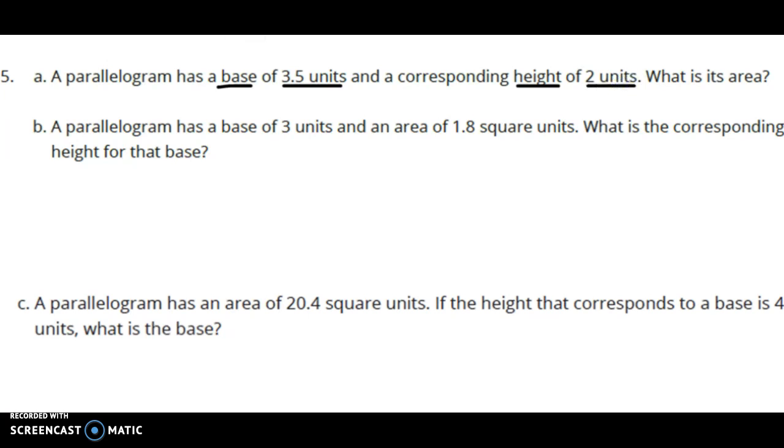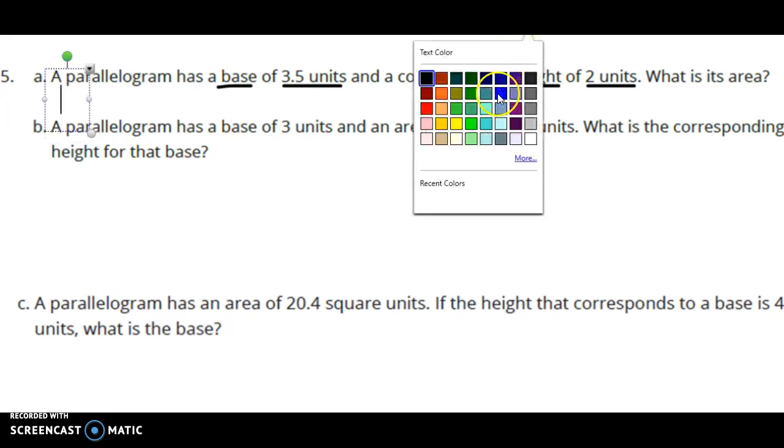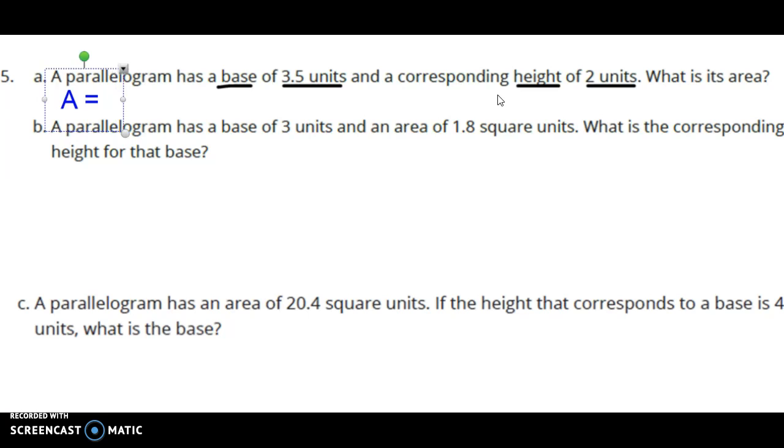What is the area? We're going to start off just by reminding ourselves the formula for the area of a parallelogram. We know that area equals base times height. So now I just have to plug in what I know. In this problem, I don't know the area. So I'm going to say area equals, I do know the base, 3.5, times 2.